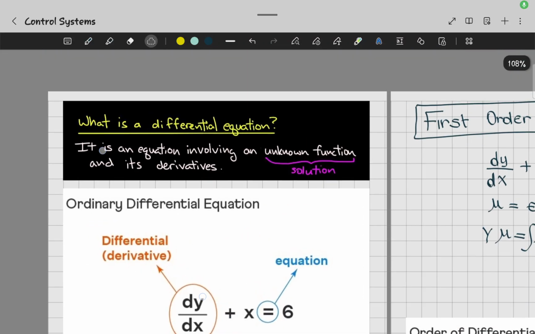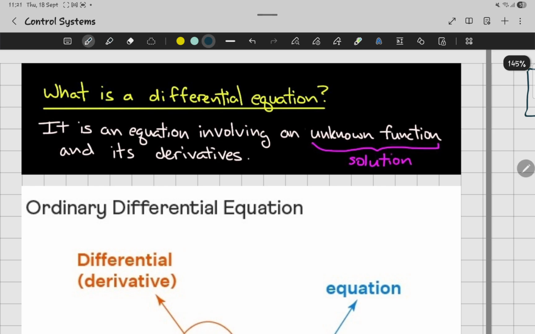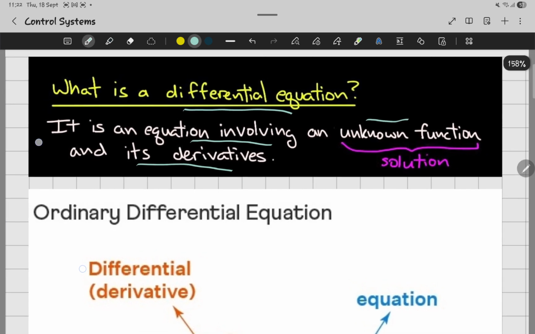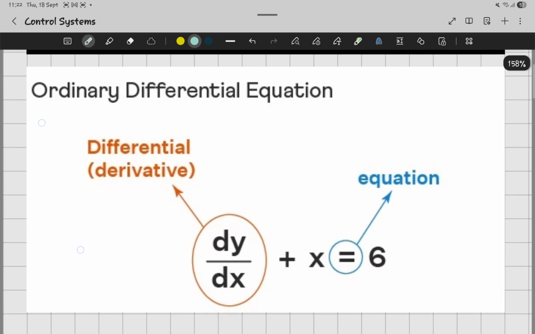This is what we're going to see today. Okay, so we're going to get the foundation of what a differential equation is. A differential equation is an equation that involves an unknown function and its derivative. What does that mean? Okay, so this is a differential equation.